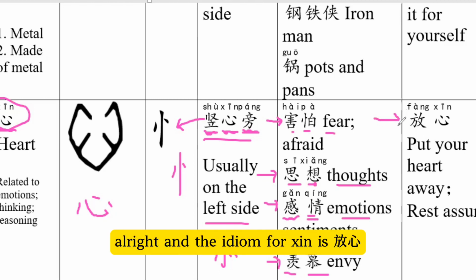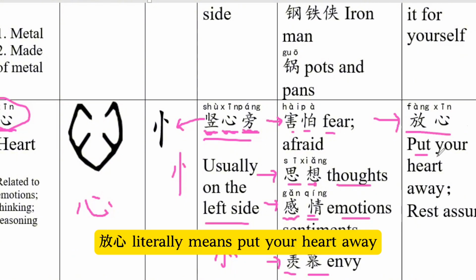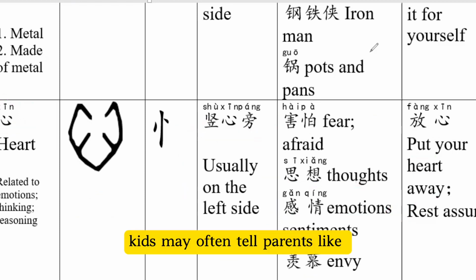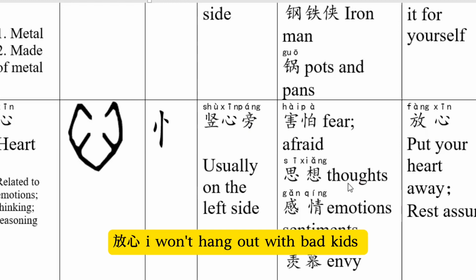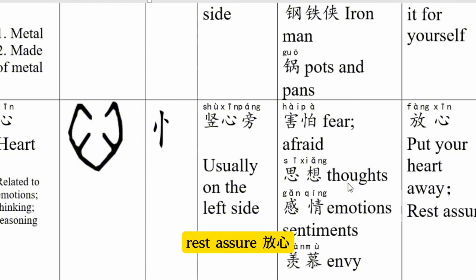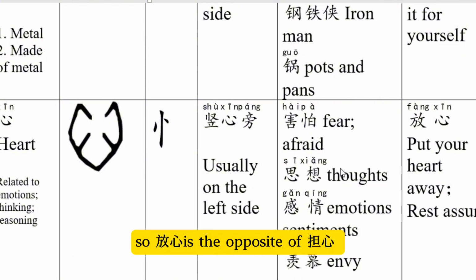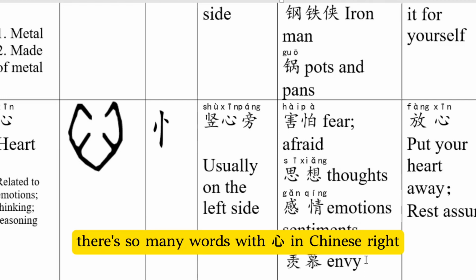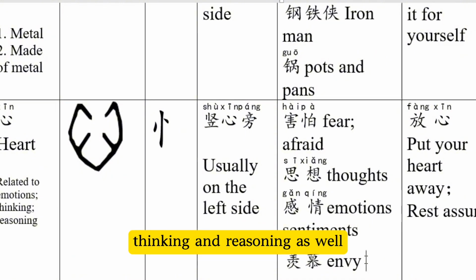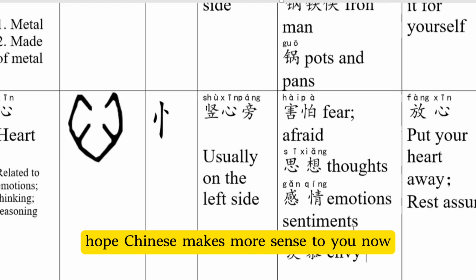And the idiom for 心 is 放心. 放心 literally means put your heart away. And this one just means rest assured, like don't worry. Kids may often tell parents, like, 放心, I won't hang out with bad kids, I won't stay out late, I won't do all these things. 放心, rest assured. So 放心 is the opposite of 担心. So this is why you see there are so many words with 心 in Chinese, right? All those words are also related to your emotions, thinking, and reasoning as well. Hope Chinese makes more sense to you now.